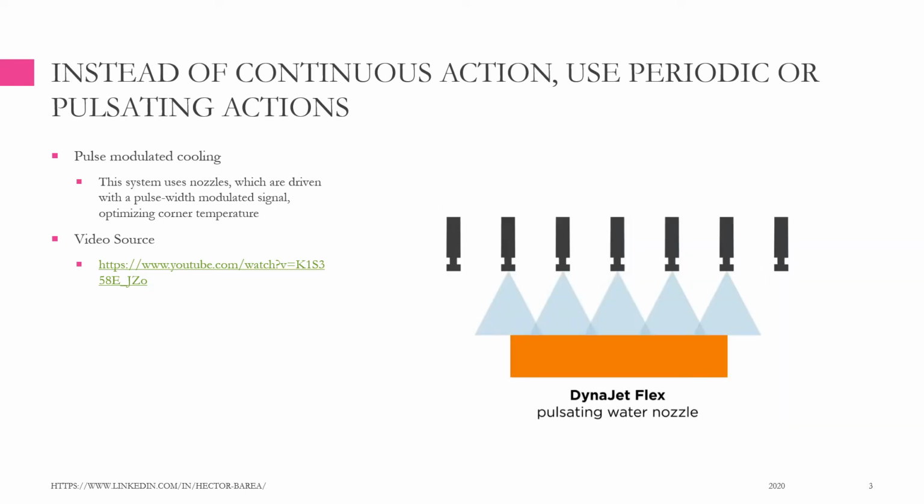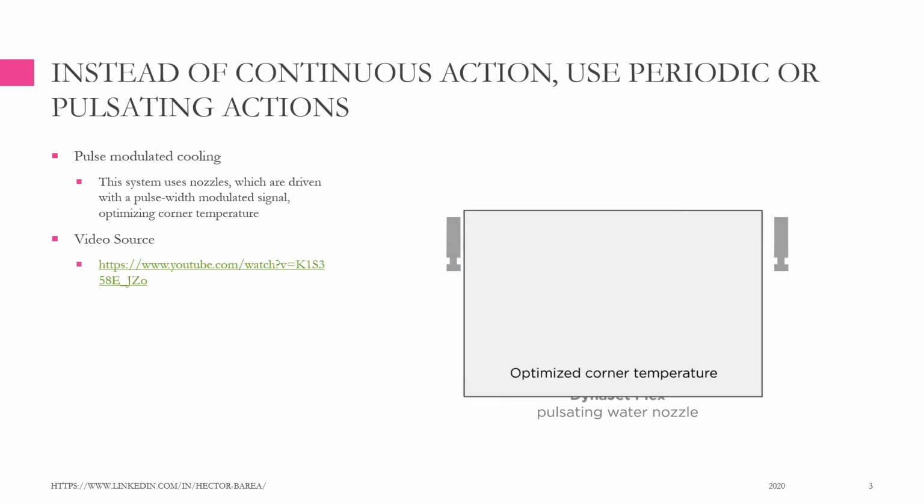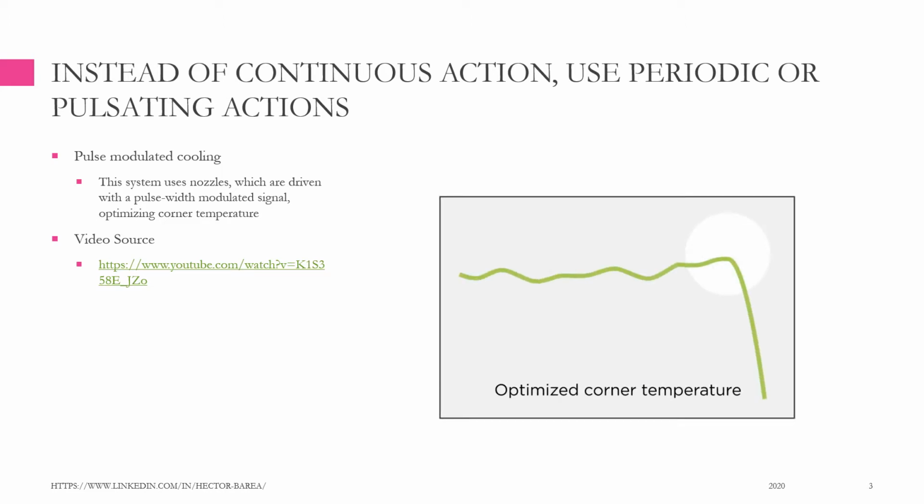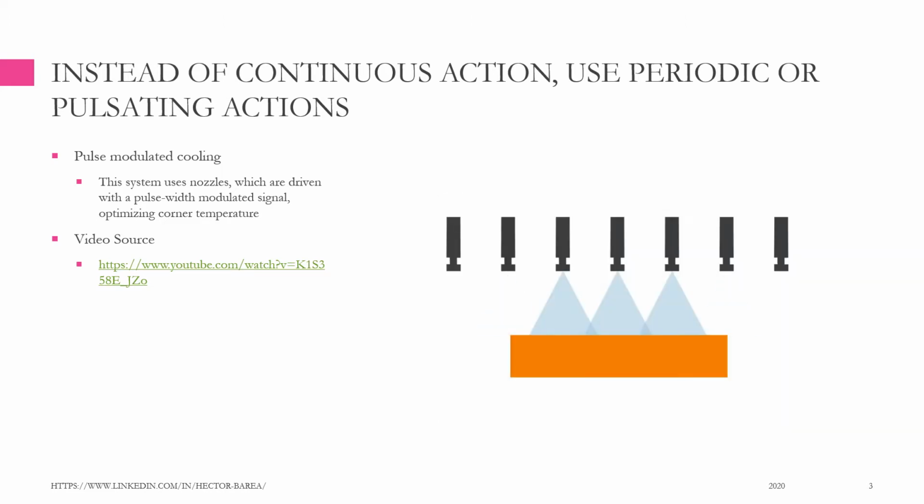Dynajet Flex takes the discretization of cooling zones to the next level. By using water-only nozzles, which are driven with a pulse-width modulated signal, it's possible to increase the turn-down ratio compared to air mist systems. This leads to optimized corner temperature. Depending on the strand width, the nozzles can be dynamically adjusted in order to provide homogeneous temperature distribution.